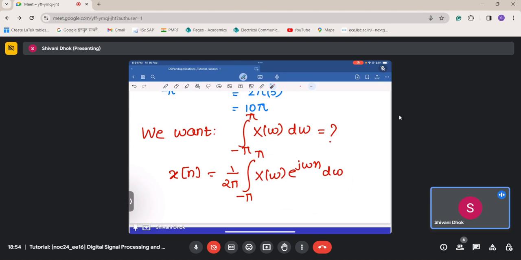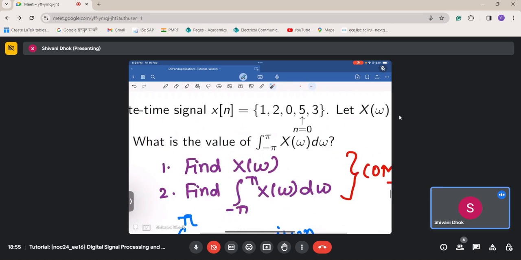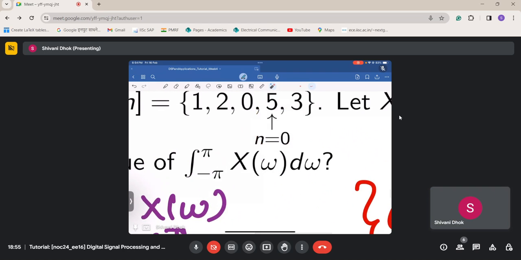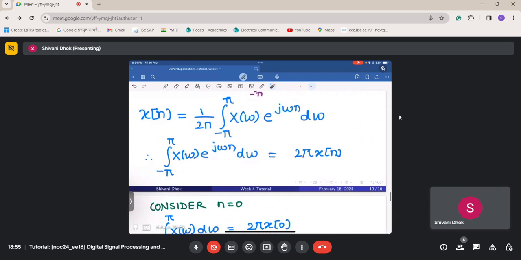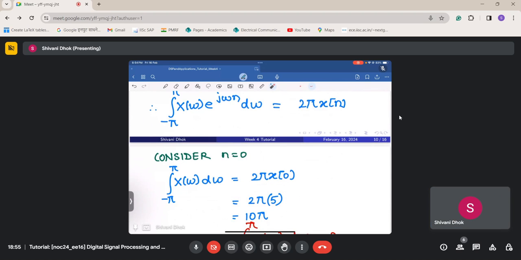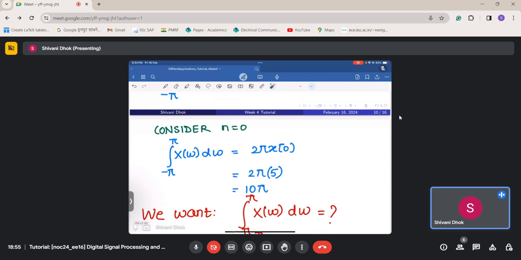Sir, if you put n equal to 0, by looking at this equation... I want e to the power j omega n to disappear. I put n equal to 0. Then what is the necessity of x[n]? You have given 1, 2, 0, 5, 3. You need the value of x[0], no? Where did you use the 5? The value at n equal to 0 is 5. I have to use it somewhere. So somewhere we have to make e to the power of minus j omega n disappear. That's all.